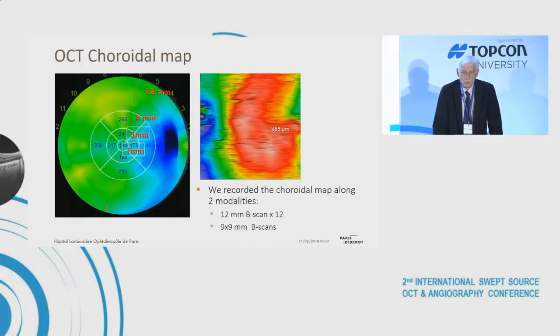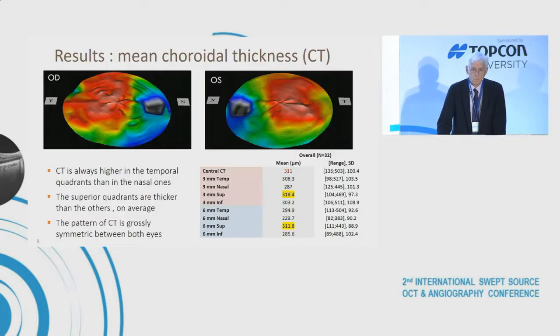Here are two of the choroidal maps we used. One is made with a 12 B scan of 12 millimeters, and we look at the choroidal thickness in the 6 millimeter circle of the ETDRS chart, 1, 3, and 6 millimeter. And we also recorded the punctual thickness of the choroid in the 9 by 9 choroidal map.